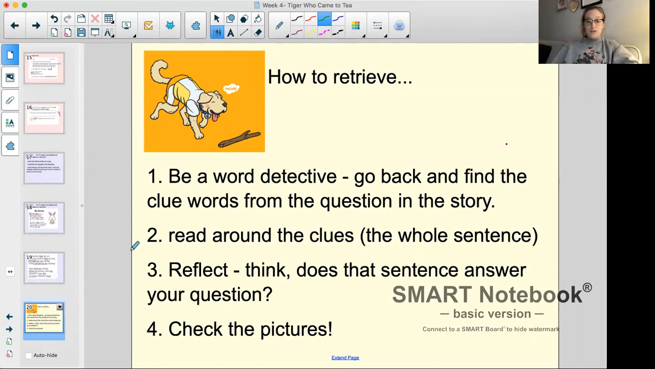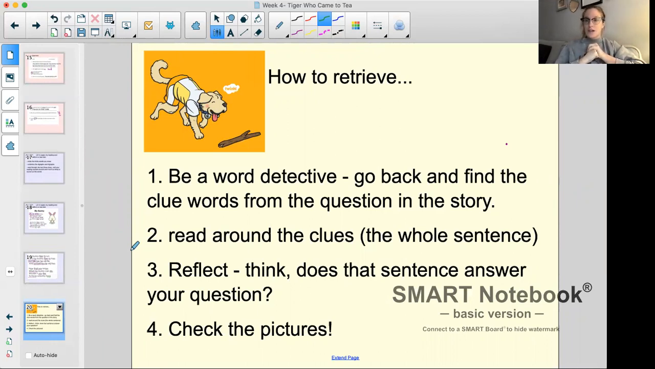Step 2, make sure you read around the clues. You have to read the whole sentence if you want to understand what the answer might be. Step 3, reflect, think. Does that sentence answer your question? You have to think. Does that make sense, or is that one not really answering the question? You have to think about it.